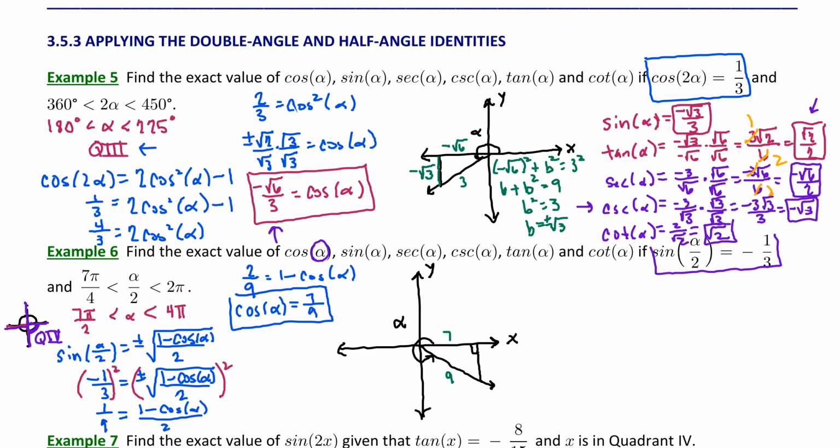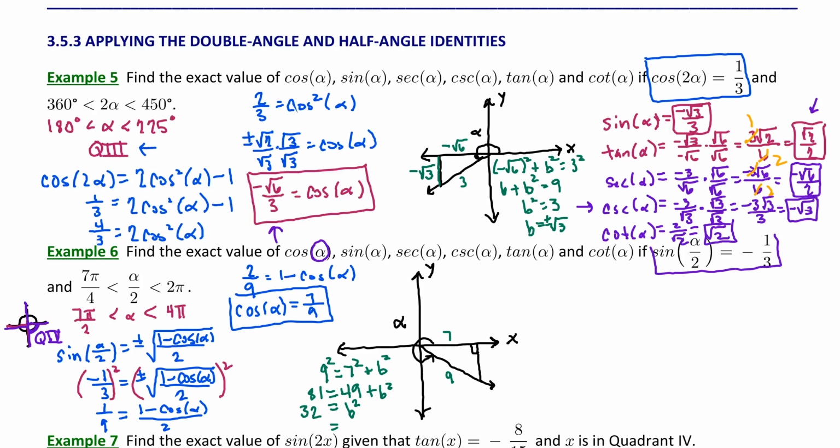We can then use the Pythagorean theorem to figure out the vertical segment of that triangle. So I'm going to say the hypotenuse squared, 9 squared, is equal to 7 squared plus, I'm just going to call that vertical segment b squared. So we have 81 equals 49 plus b squared. We'll subtract 49 from both sides. 81 minus 49 gives us 32.